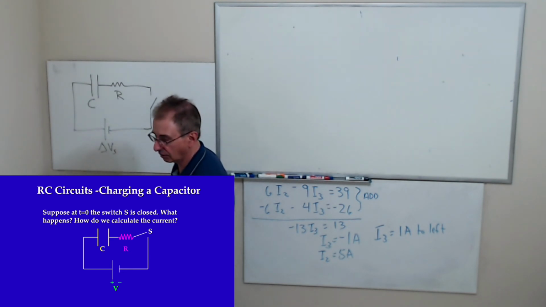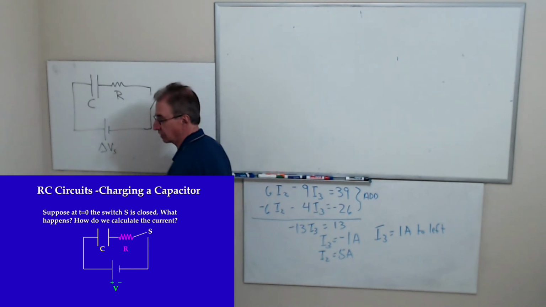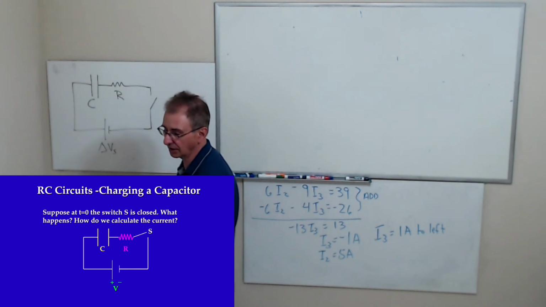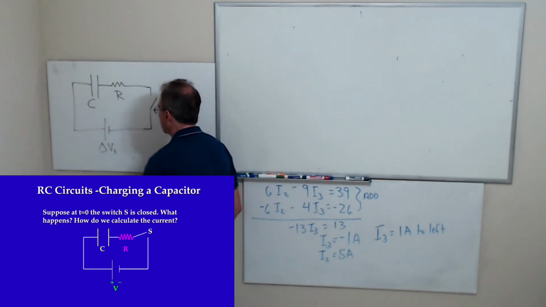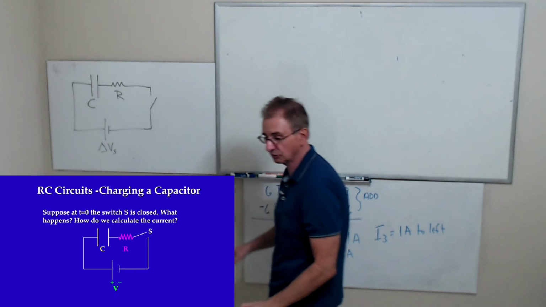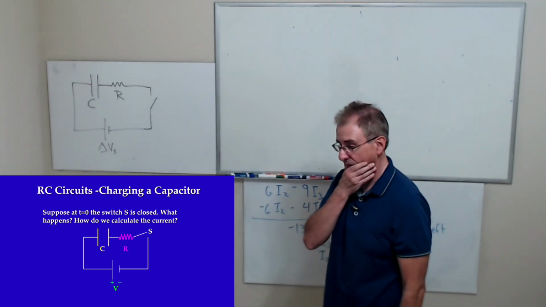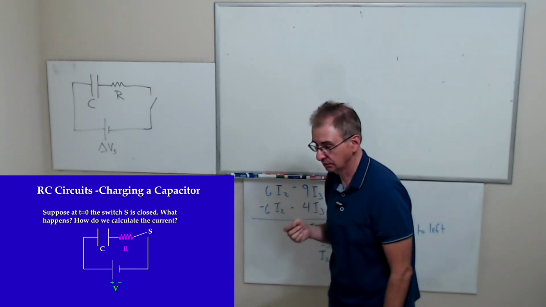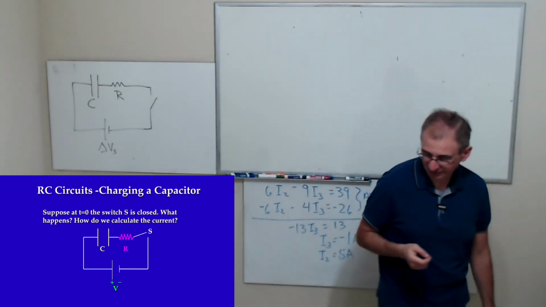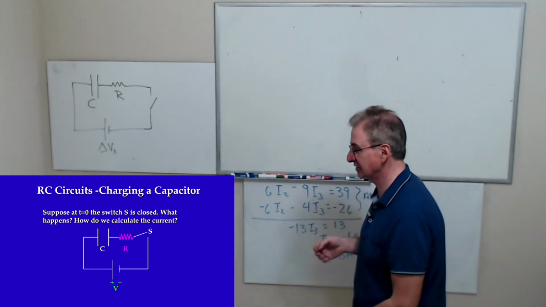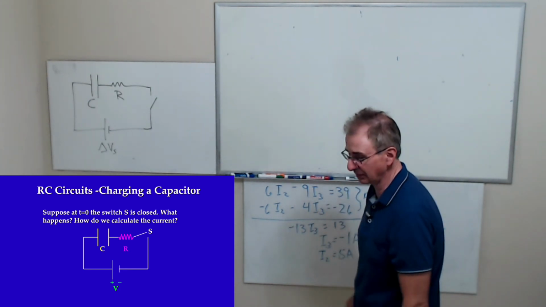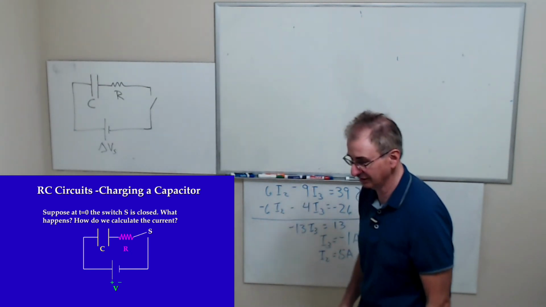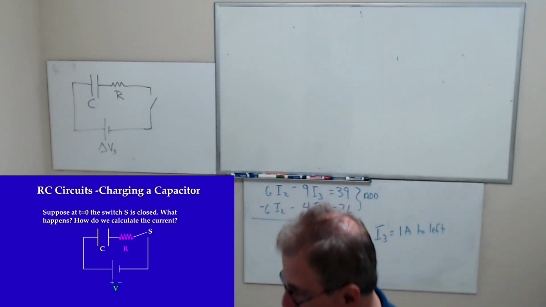We would like to know, what is the current in the circuit? What is the charge on the capacitor at any instant in time? What is the voltage on any one of these elements at any instant in time? That's what we would like to know. Well, I can't use the rules for series or parallel, because I have rules for series for capacitors, and I have rules for series for resistors, but I don't have any rules for these two things that behave differently. So what do I do?